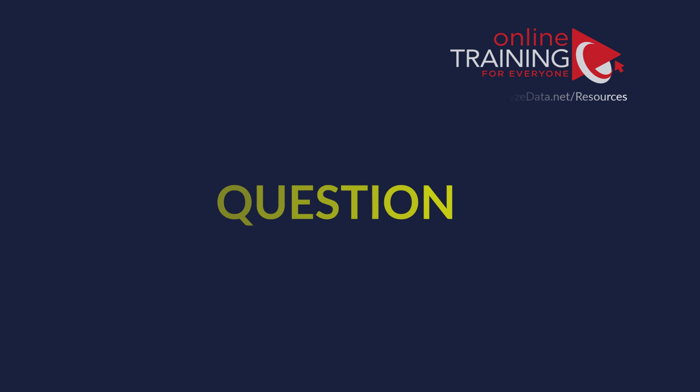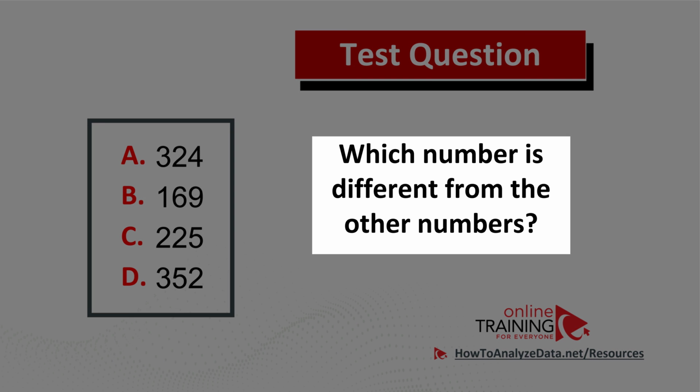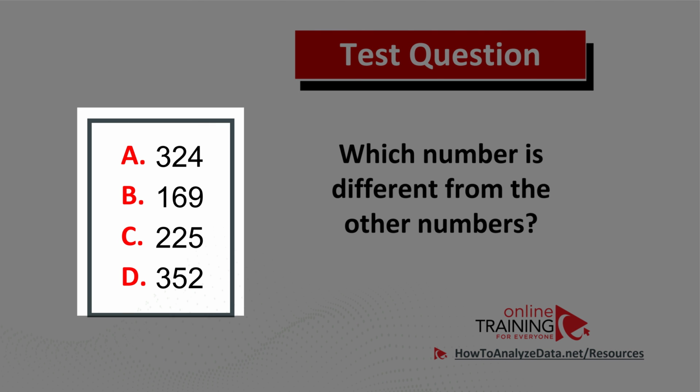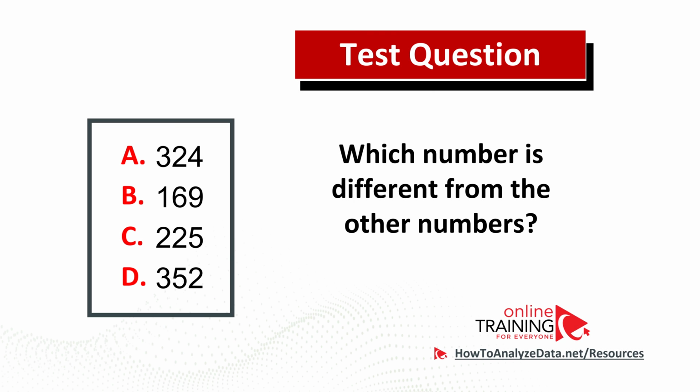Let's look at the interesting and tricky question you frequently see on the test. Which number is different from the other numbers? And you have 4 different choices. Choice A, 324, choice B, 169, choice C, 225, and choice D, 352. Do you think you know the answer? Now might be a good time for you to pause the video to see if you can come up with the answer on your own.